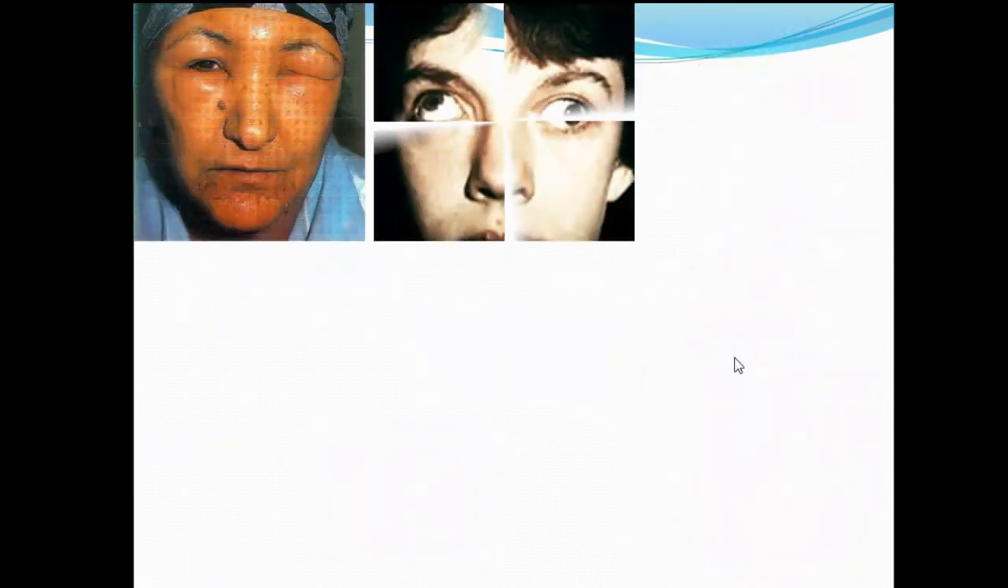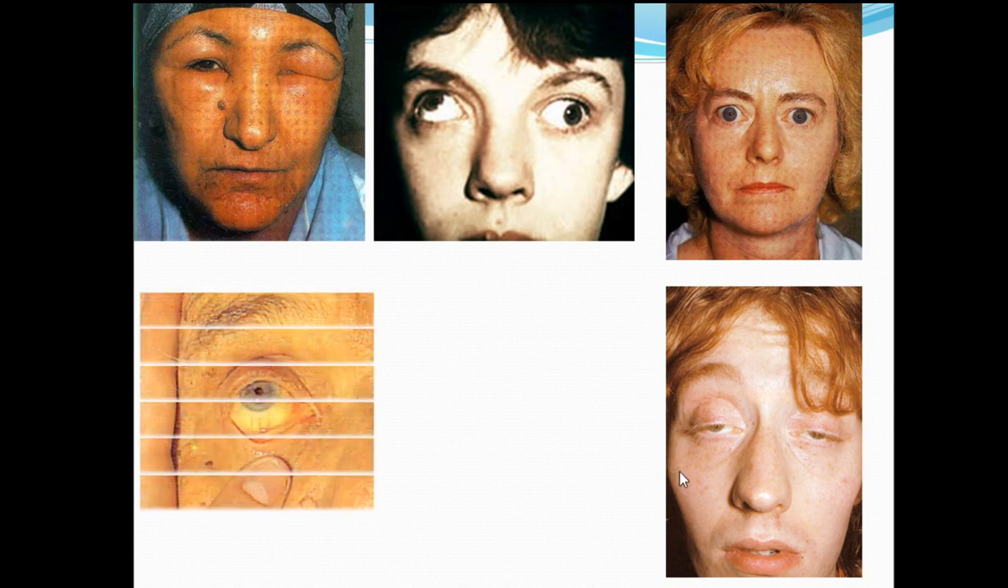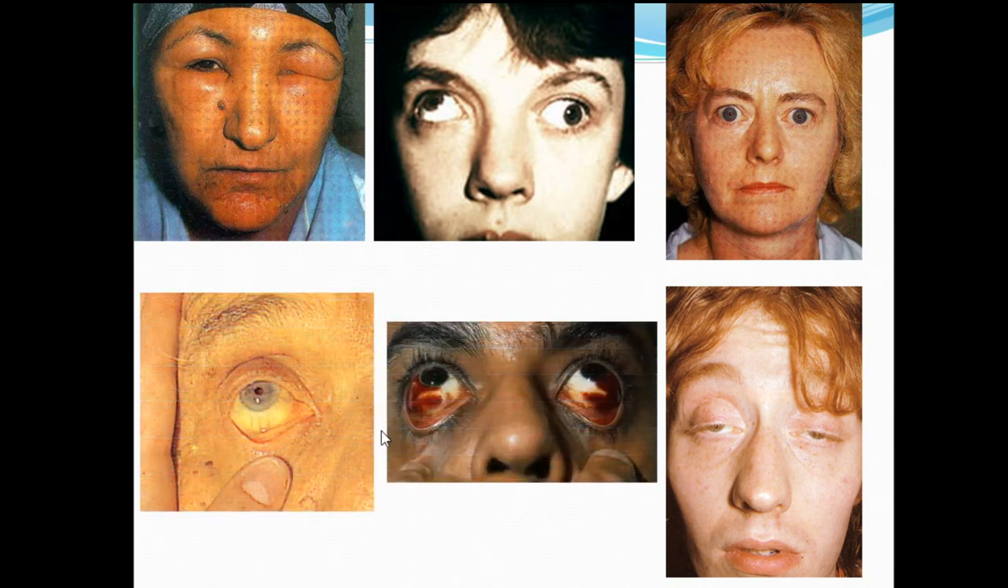You see a patient with asymmetric face due to edema of the eye. You see strabismus when the eye is not symmetric. You see exophthalmos or anophthalmos. Patient with yellowish color of sclera and hemorrhagic spot.